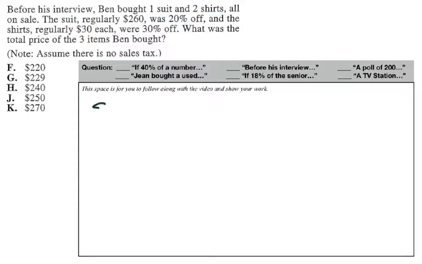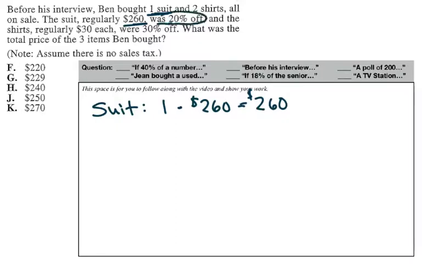So suits, we'll make a category for that. I know he bought 1 suit and it's regularly $260. So 1 suit times $260 is $260. And the suit we see right here was 20% off. So I need to multiply that by the decimal version of 20%, which would be 0.20. When I get that, I have 260 on my calculator times 0.2, and I'm left with $52.